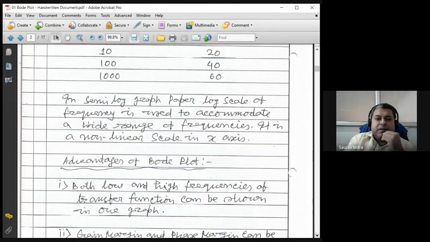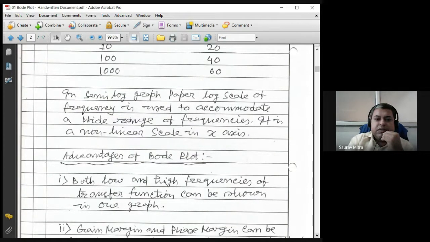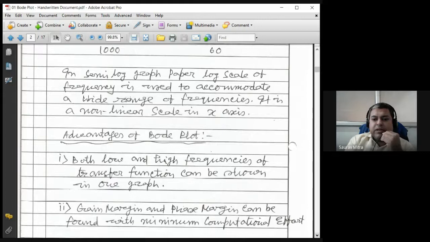So in semi-log graph paper, a log scale of frequency is used to accommodate a wide range of frequencies. So the x scale is the log scale, log of omega. That's why it is called semi-log. The y-axis is very simple, dB, linear range. The x-axis is logarithmic. So out of two axes, one axis is linear, another axis is logarithmic. So half of the axis is logarithmic. That's why it is called semi-log.